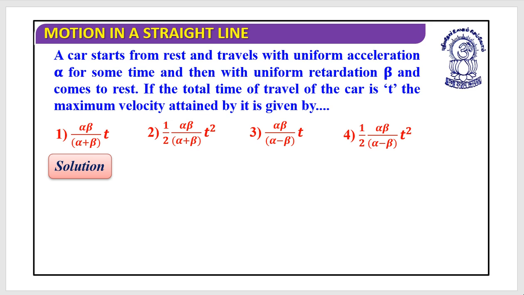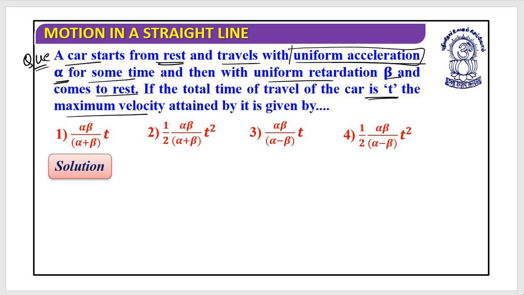What they have given is: a car starts from rest and travels with uniform acceleration. The acceleration is constant, alpha, for some time, and then with uniform retardation beta it comes to rest. If the total time taken by the car is t, you need to find out the maximum velocity attained by the car.